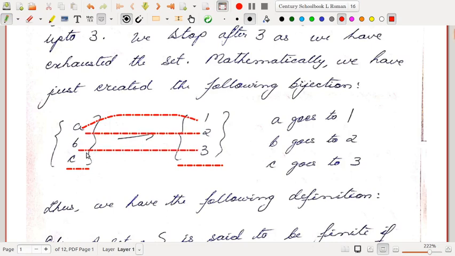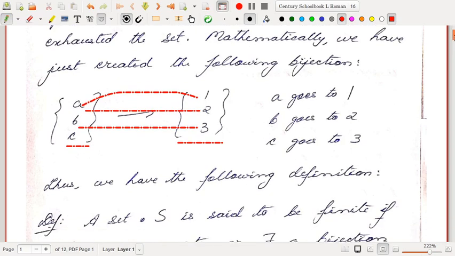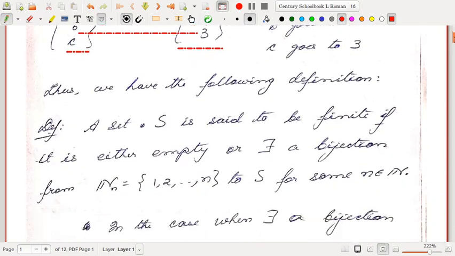Okay, we could have done it other way also. A goes to 3, B goes to say 2, C goes to 1. That is also a bijection, no problem. So there are several ways of counting. So ultimately, to count the number of elements in a set, we create a bijection from that set to the set of first n natural numbers. Okay. So this motivates the following definition.